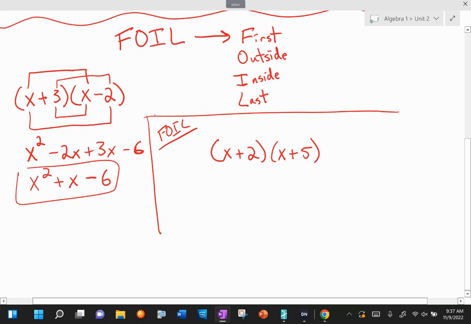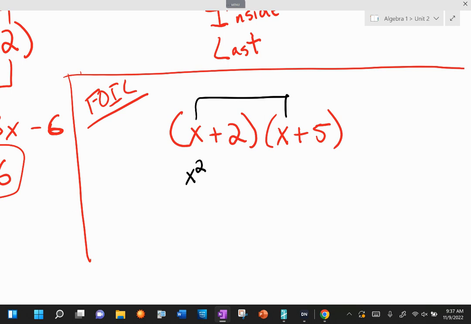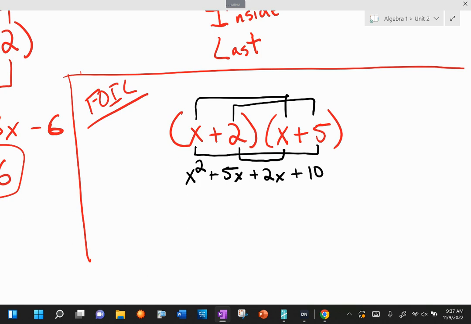Okay, here's how it should look. We're going to go first. X times x will be x squared. We'll go outsides, which will be the x and the 5, which will be 5x. We'll go insides, which will be the 2 and the x. And then we'll go lasts, which will be the 2 and the 5. Okay, plus 10. Then you'll just combine like terms. You have x squared plus 7x plus 10.